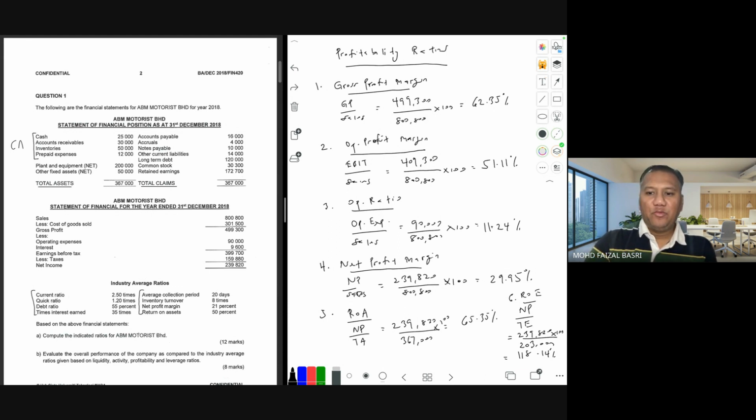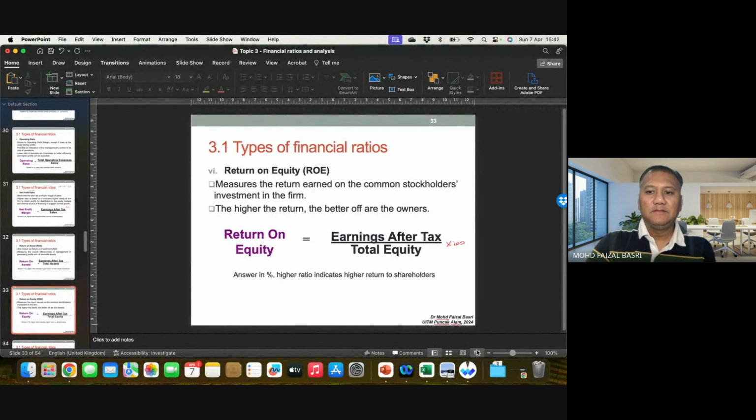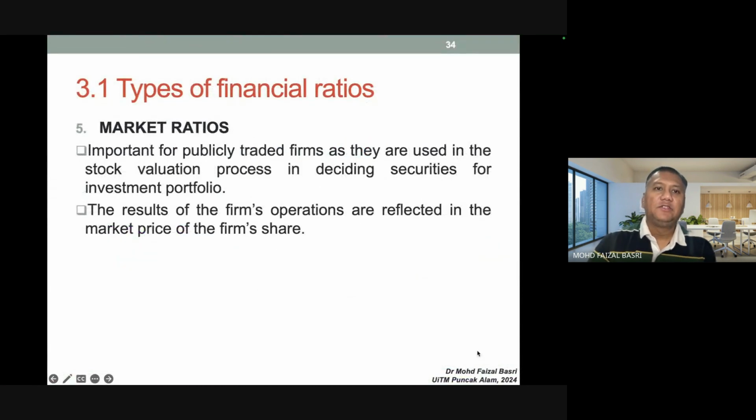Okay, but we left with one more. Dia ada satu lagi ratio sebenarnya. Satu kategori lagi, ratio yang terakhir, which is known as market ratios. Okay, tengok time, takut lebih masa ni. Okay, so untuk final exam, memang market ratio ni tak pernah tanya.